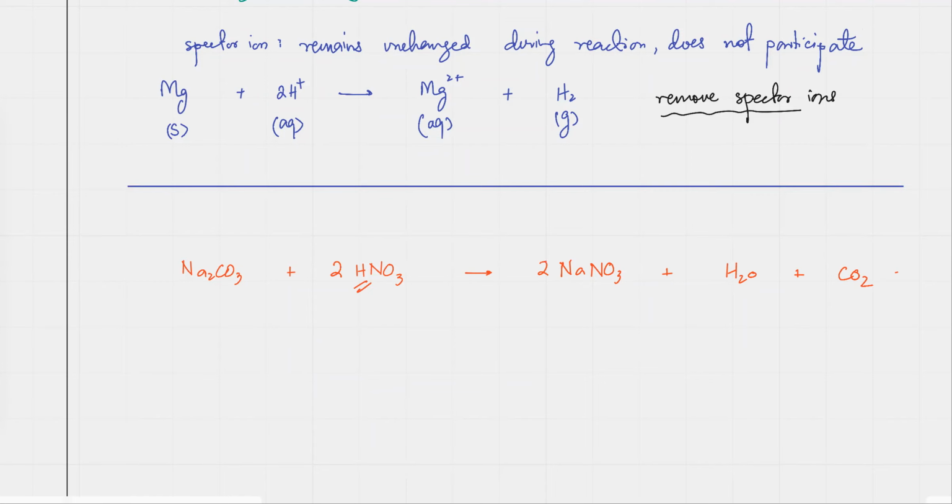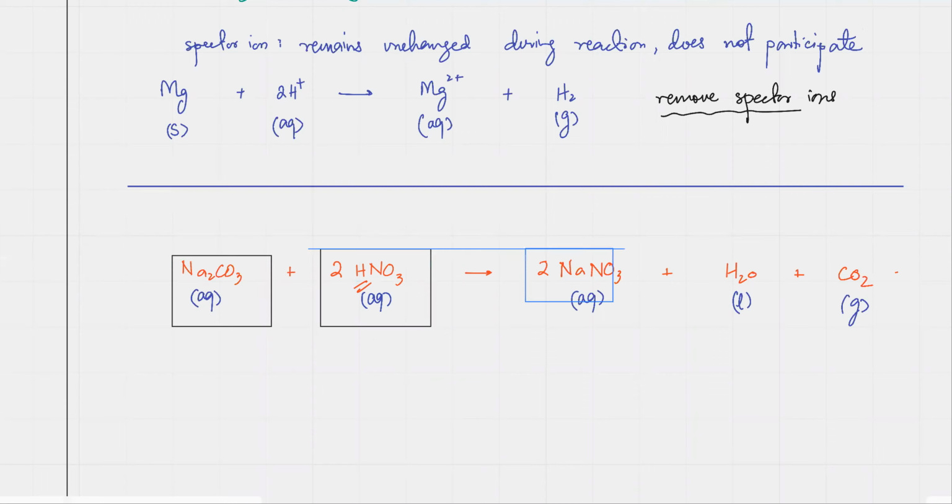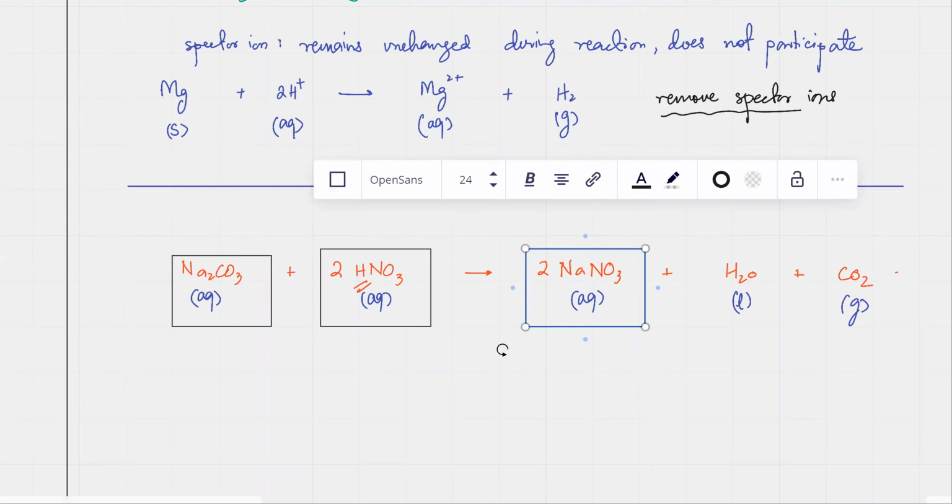So write down the states first. Na is group 1. Everything group 1 is aqueous. Acids are already aqueous. Na group 1, NO3, all the compounds are aqueous. Water is a liquid and CO2 is a gas. So dissociate aqueous ions. So we're going to start dissociating. I'm going to dissociate this and this next one, and we're going to dissociate these three. So we're going to dissociate all of them.